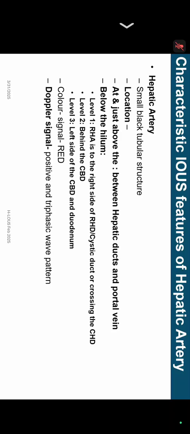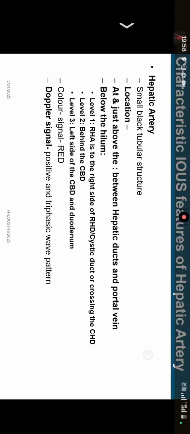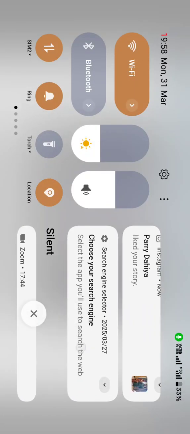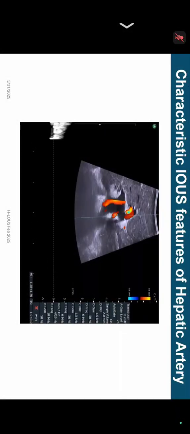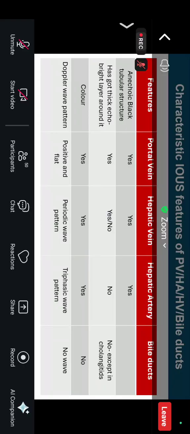So don't remember the BOT mnemonic. But the Doppler signal is positive and triphasic wave pattern. So I use the word periodic when it comes to the hepatic vein, but when it comes to the hepatic artery, it is a triphasic wave pattern. Although it's all positive, no negative. So this is the table which compares.